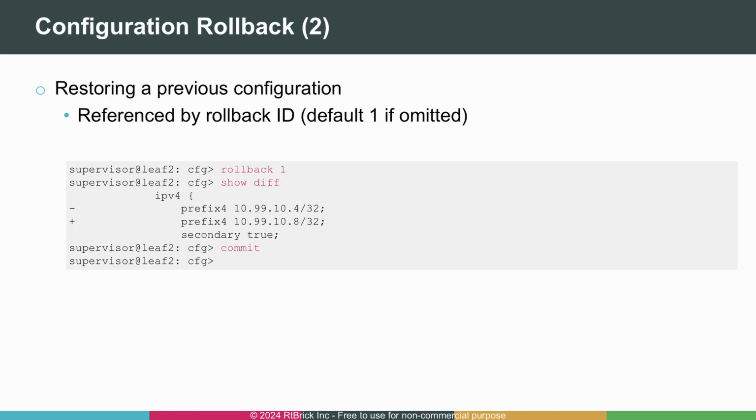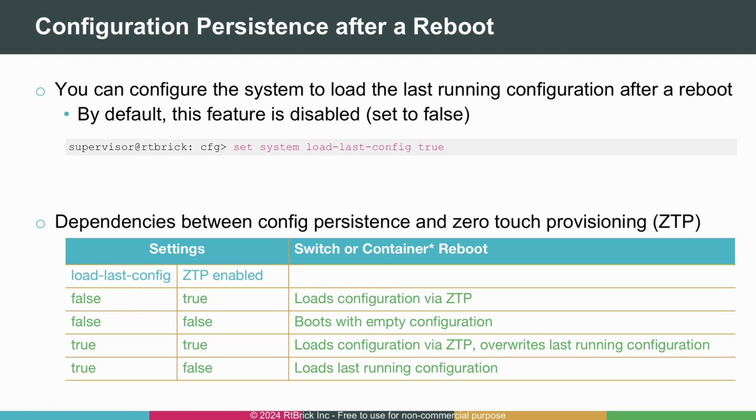The rollback command lets you pull up any of these earlier configs and load it into the candidate configuration. Just remember it won't take effect until you commit it. Now here's a critical point: by default, RBFS does not keep the configuration after a reboot. This is intentional, especially in automated data center environments, where a configuration server holds the source of truth. But if you do want to keep the config across reboots, you can enable persistence with set system load last config true. Just keep in mind, if you're using zero-touch provisioning, this setting will still be overridden.